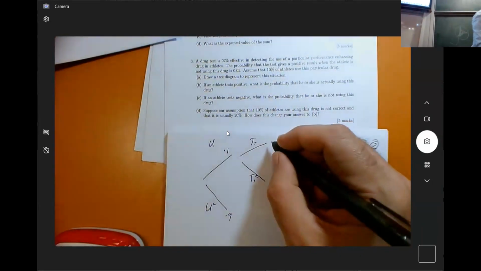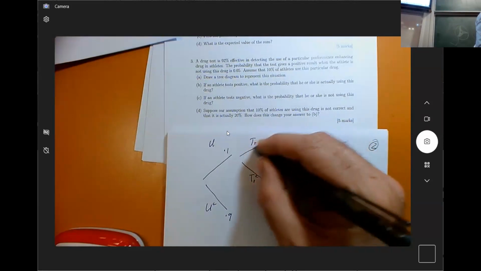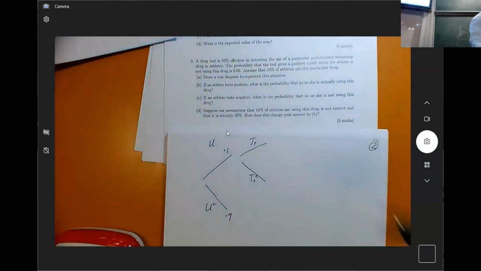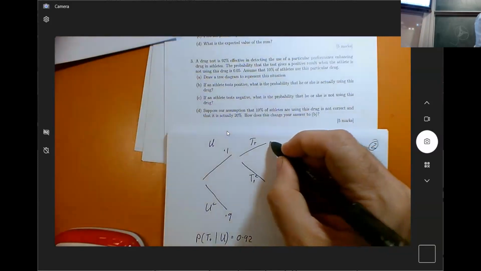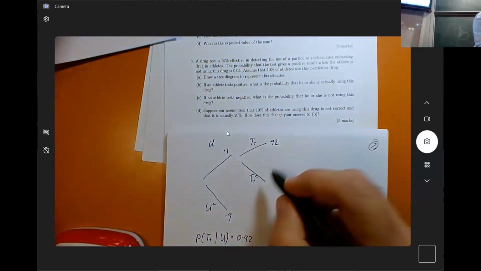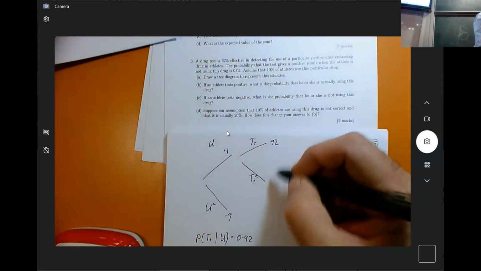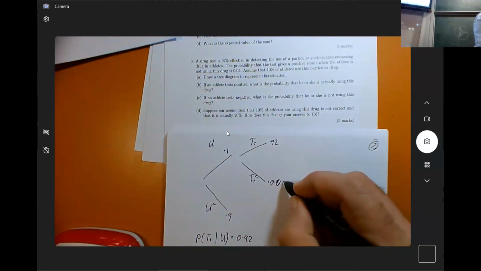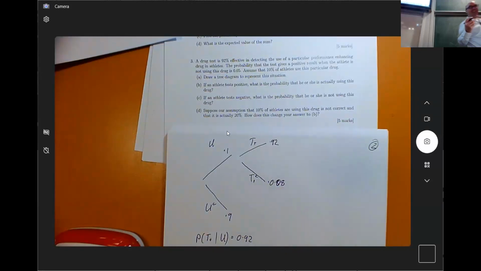And so that means this number. This actually represents a conditional probability, the 92%. So the probability of testing positive given using the drug is equal to 0.92. And so this is 0.92. And because these two probabilities have got to sum to 1, this one is 0.08. Watch me for that. Okay, this is where I go, unfortunately, I occasionally do this thing where I write the wrong number.